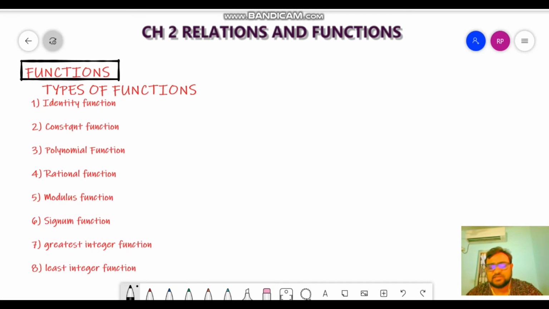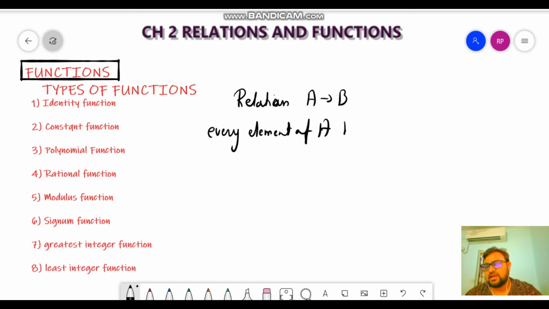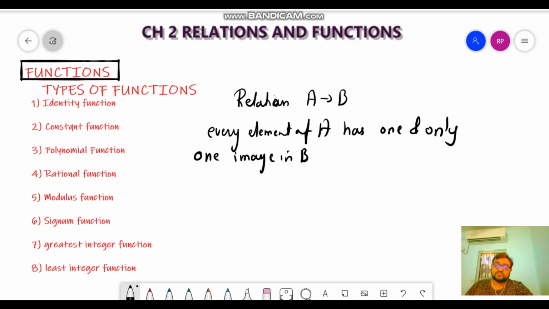A function is a relation from set A to B such that every element of A has one and only one image in B. Every element of set A will have only one and only one image in B. Then that relation is called a function.